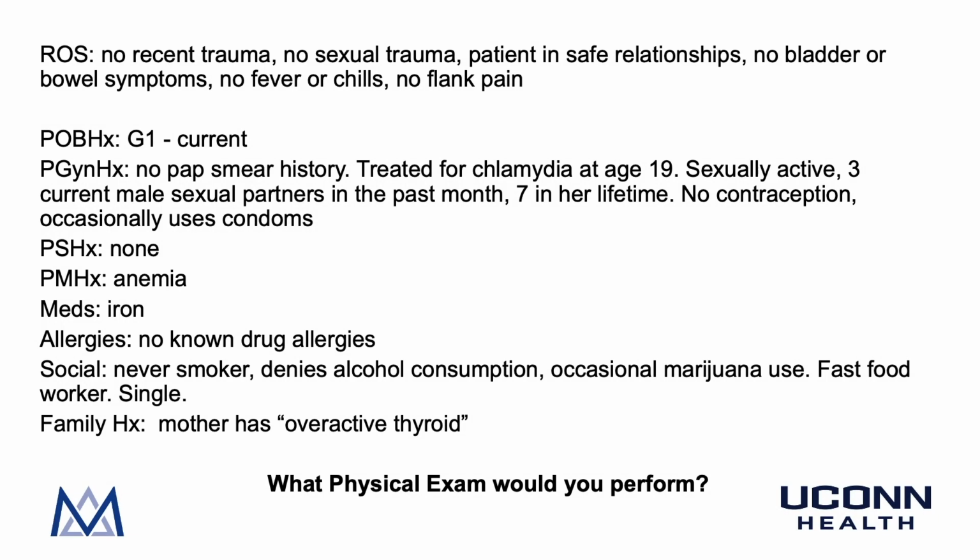On review of systems, there is no recent trauma, no sexual trauma, the patient is in safe relationships, there are no bladder or bowel symptoms, no fevers or chills, and no flank pain. In her histories, for obstetrical history, this pregnancy is her first pregnancy. On GYN history, she has no pap smear history. She is 21 and should begin pap smears this year.